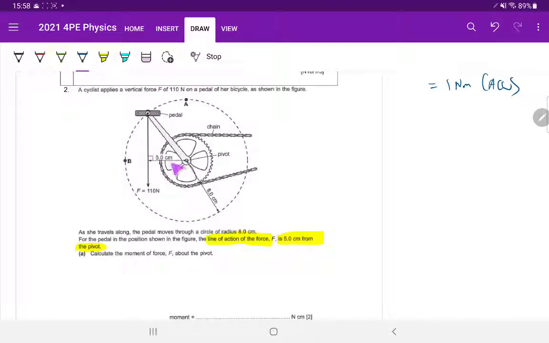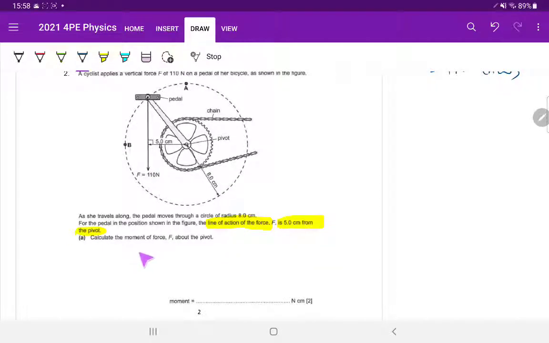This is the force, this is the pivot, the shortest distance or perpendicular distance from the line of action of the force. Okay, so calculate the moment about this. This should be pretty easy. Moment equals F times D, perpendicular distance. It's always a good habit to write the formula first. So 110 times 5.0 equals 550 newton cm. Okay, note that they asked you to give in cm and they gave you in cm, so that's fine, you don't need to convert to meters.